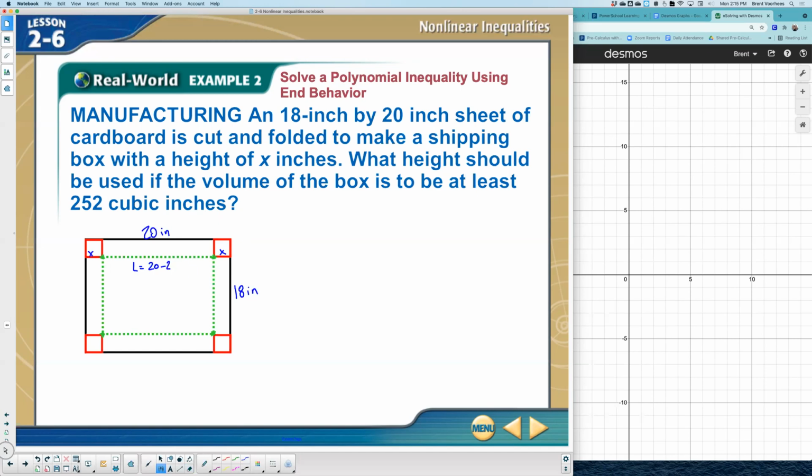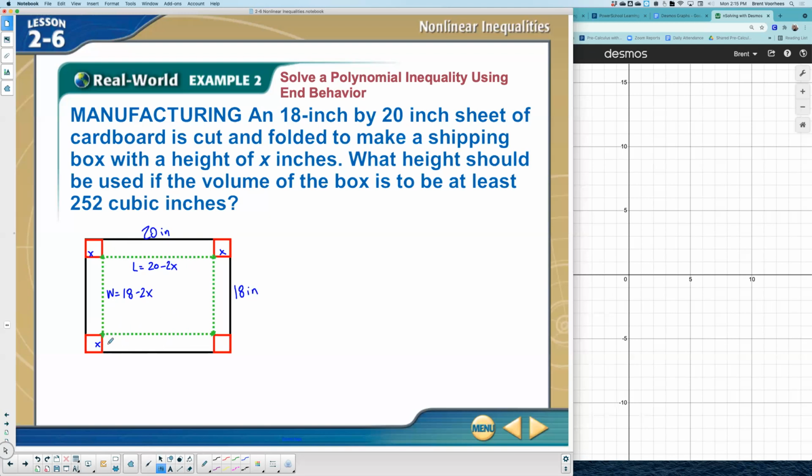20 minus 2x. We lost 2 x's. What about the width? Is the width still 18? No. 18 minus. We lost a width this way, and we lost a width this way. So it'd be 18 minus 2x. Okay, what about the height?